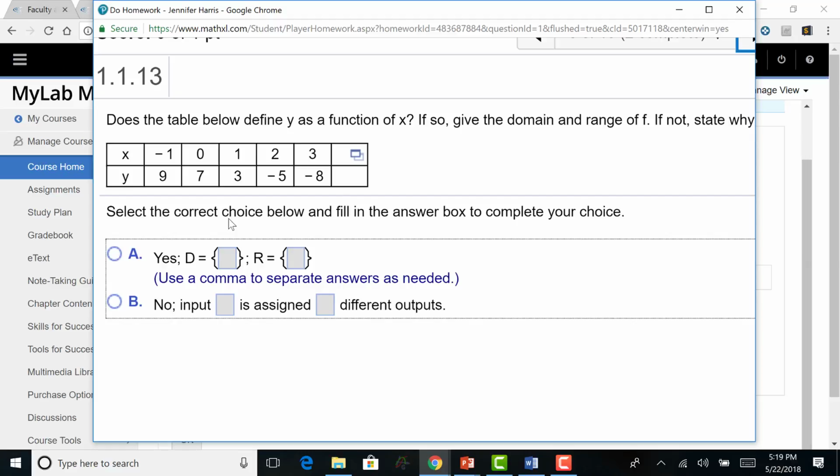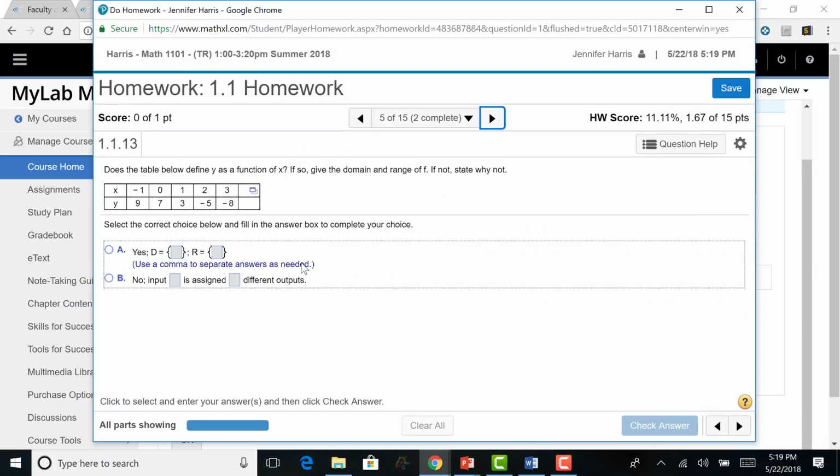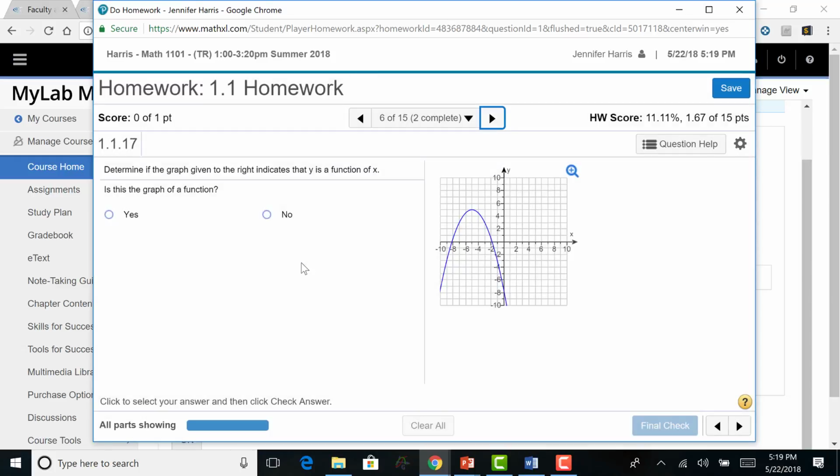Okay, so first of all it says, does the table define y as a function of x? What row are we going to look at to see if they're all different? The x row. Are they all different? Yes. So it's a function. So now it says if it is a function, tell me what the domain and range are. So you're literally just going to type it in between the braces that you see here. Questions? All righty.